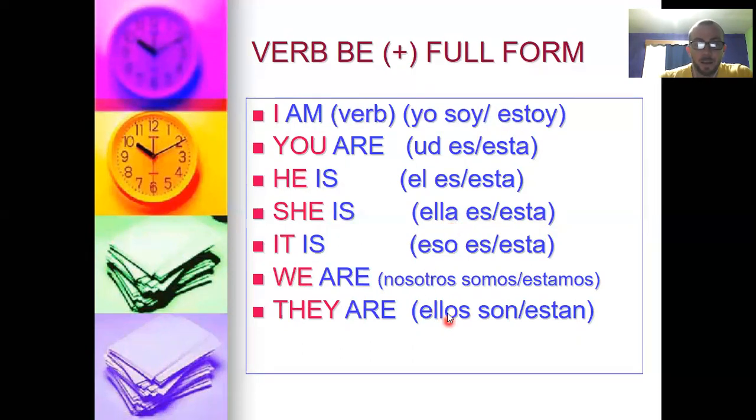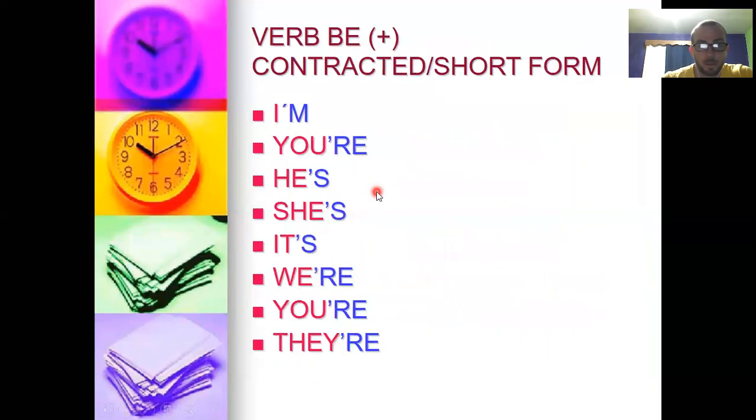Okay, and also we need to be aware about the contractions. Remember that English is a language that is very contracted. This is part of the nature of the language. So instead of I am, we say I'm. You are, we say you're. He is, he's. She's, it's. We're, you're, and they're. Also remember that we don't say their, we say they're, okay, with the dental D, they're.